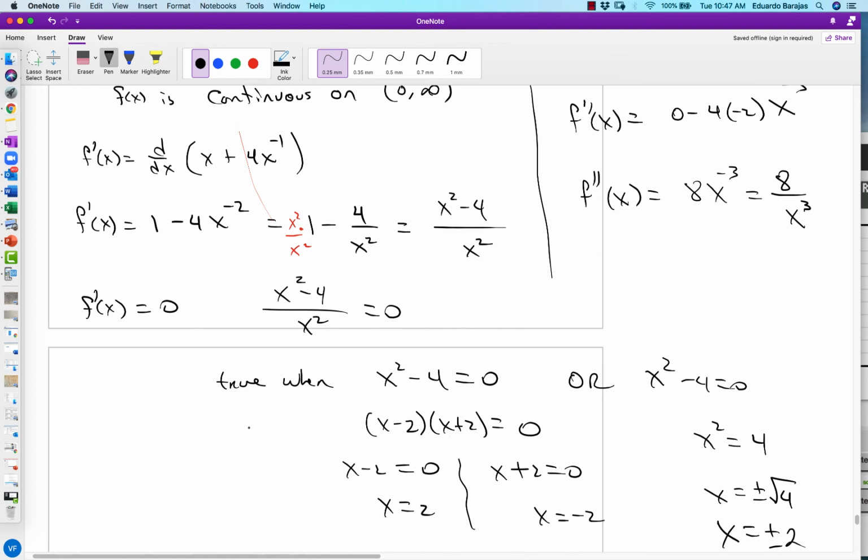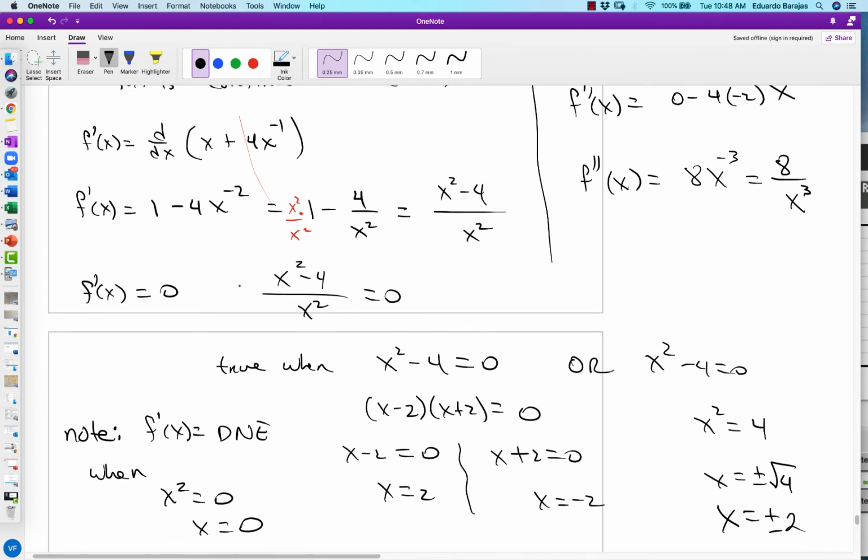And also, going back to making sure we find the complete list, we also have to think about when this function does not exist. So note, f prime of x does not exist when the denominator equals 0, so when x squared equals 0, which means x equals 0 is the other place. Okay, so we have three partition points: x equals 0, x equals 2, x equals negative 2.